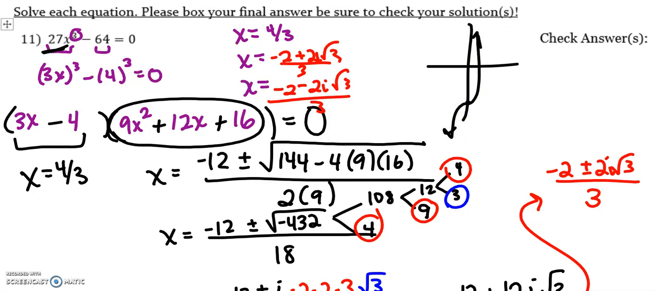So it's a real tall, skinny graph, and it's going to cross the x-axis only once. That's at that 4/3. The other two are going to be imaginary. Now, checking your answers, you can plug them back in, but this is a polynomial, so domain is all real numbers. We should be good to go.